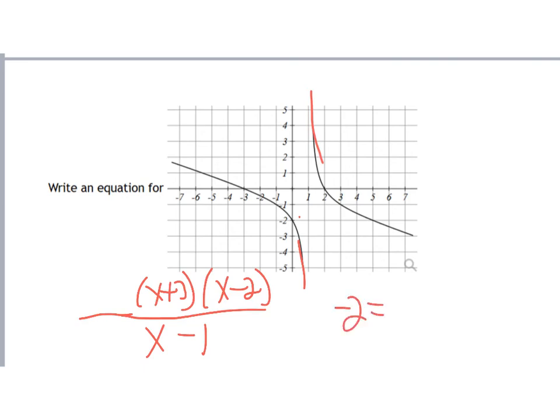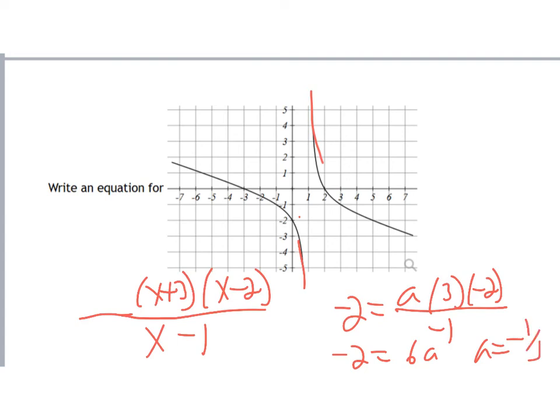So -2 equals a times 3 times -2 all over -1. So that'll be -2 equals 6a. So doesn't a equal -1/3? So -1 over 3, I guess is how I would write that. Okay, so we didn't have to worry about that slant asymptote. That just appears there. Now I'm going to add one more slide at the end of this because this example didn't show up, and it'll help you. It'll speed the process for you.